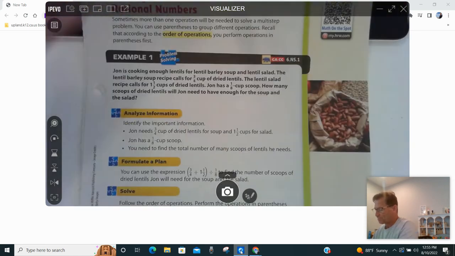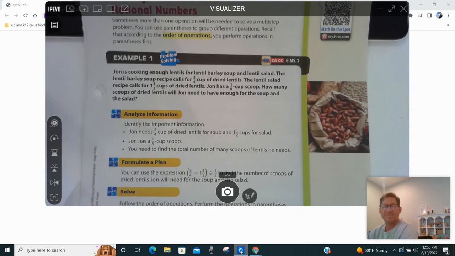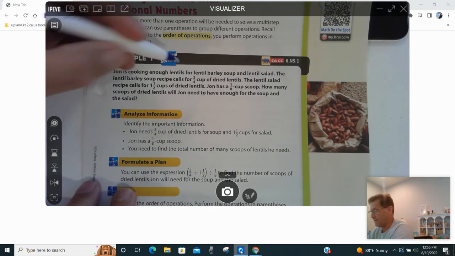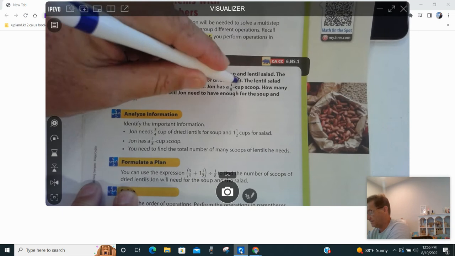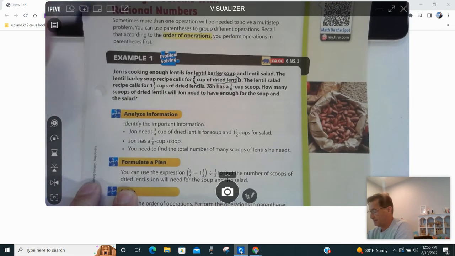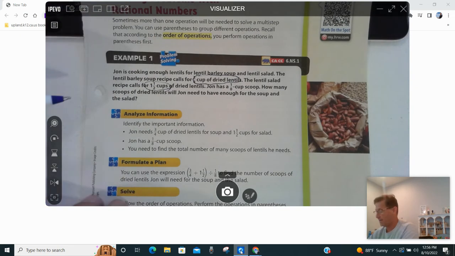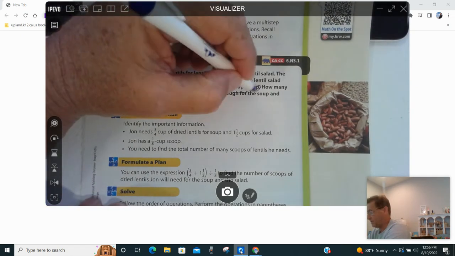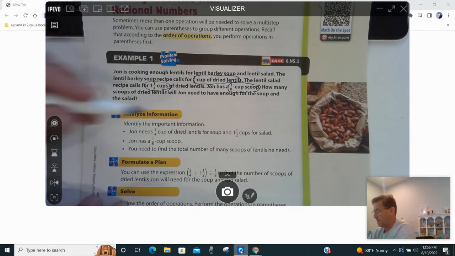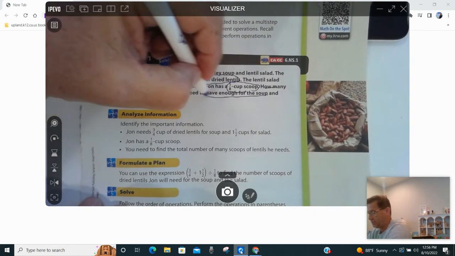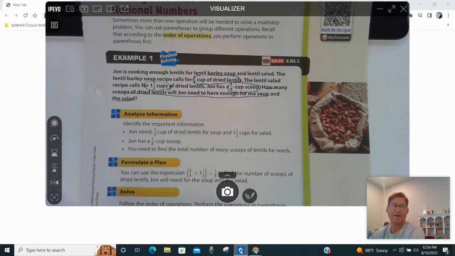So first thing, obviously, is look for the important information in here. He needs 3/4 cup of dried lentils for the soup and 1.5 cups for the salad. He has a 1/8 cup scoop. And we're asked to find how many scoops he will have to use to get the proper amount.